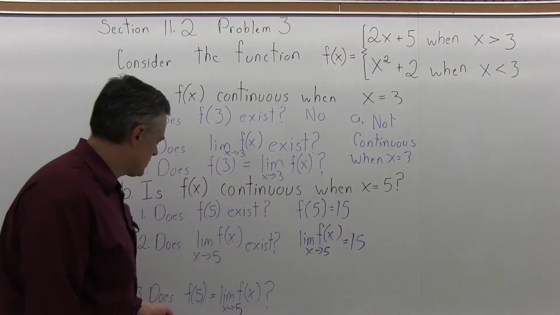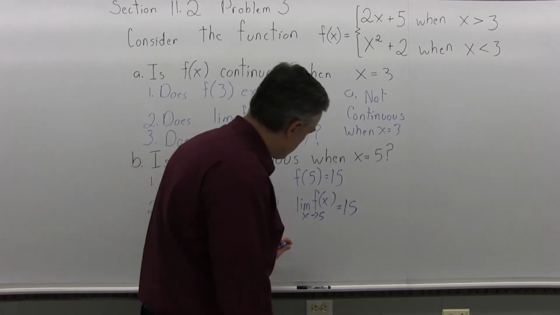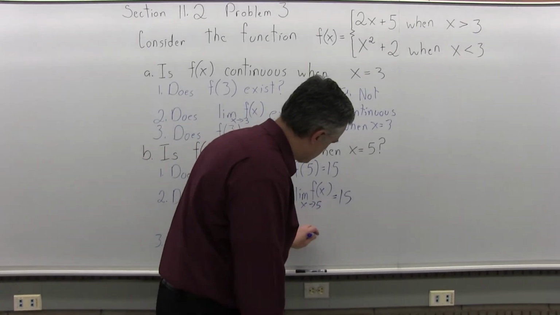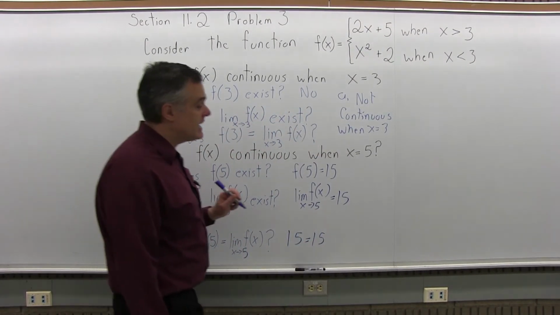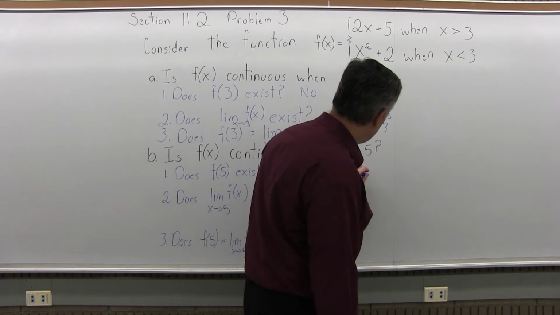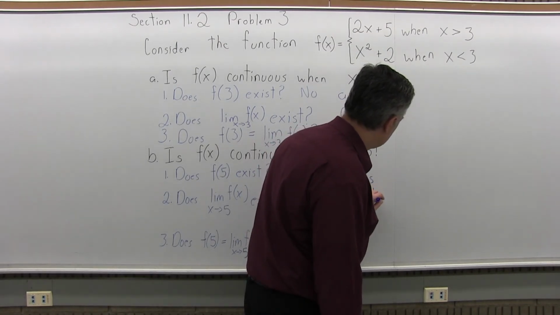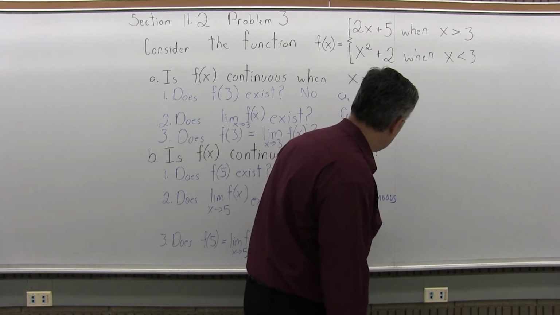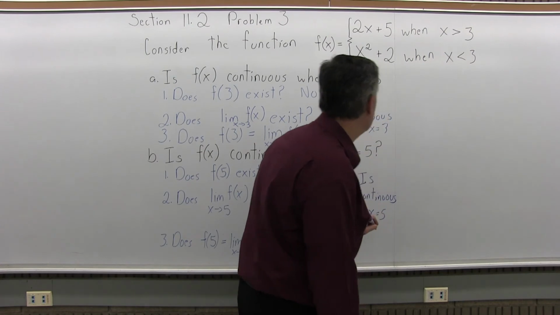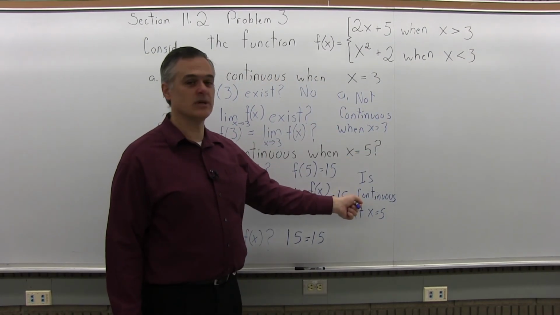And the third question, does f of 5 equal the limit of f as the input approaches 5? Yes, 15 equals 15. They're both the same. So the answer to part B is yes, this is continuous at x equals 5. So it was not continuous when x was 3, but it is continuous when x is 5.